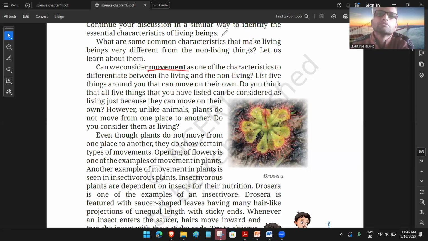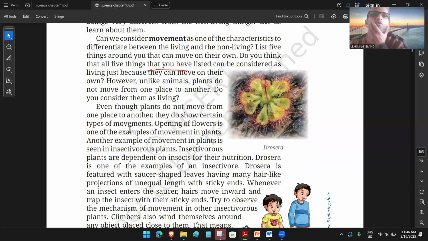Now, even though plants do not move from one place to another, they do show certain types of movement. Opening a flower is one of the examples of movements of plants. Very, very important. You can ask a question in the exam: give an example of how a plant moves.